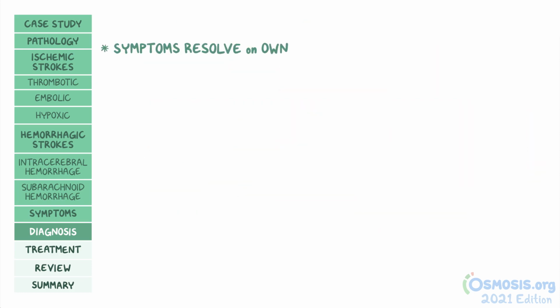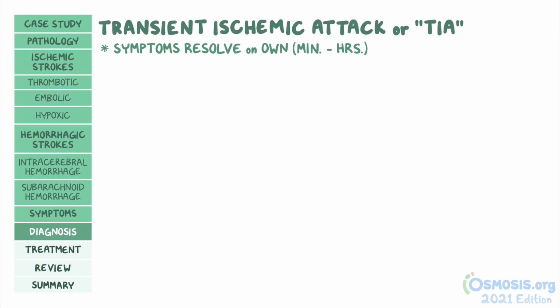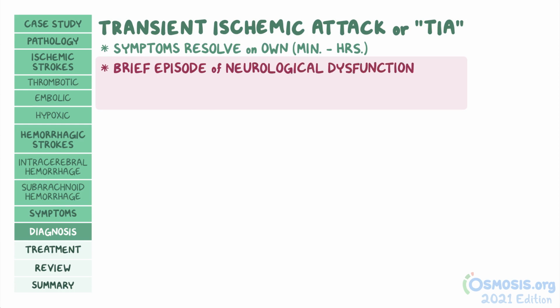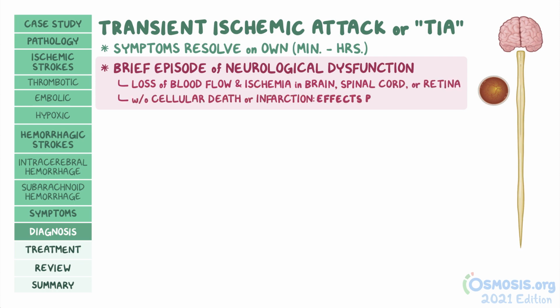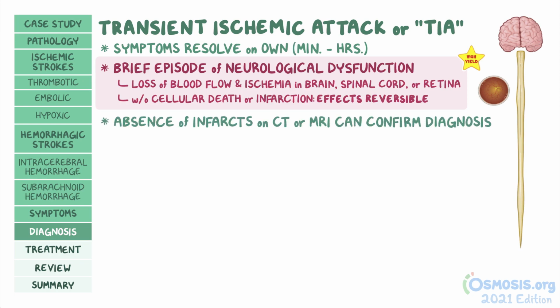Now, if the stroke symptoms resolve on their own over the course of minutes to hours, then it's considered a transient ischemic attack, or TIA, which is defined as a brief episode of neurological dysfunction caused by loss of blood flow and ischemia in the brain, spinal cord, or retina, but without cellular death or infarction, so the effects are reversible once the episode is over. Absence of infarcts on CT or MRI can help confirm the diagnosis.